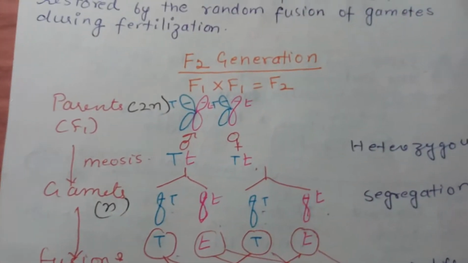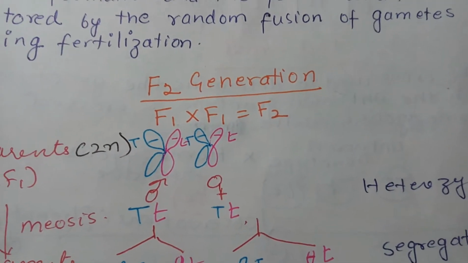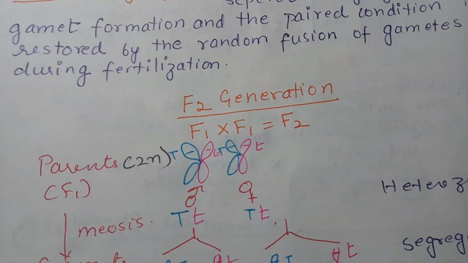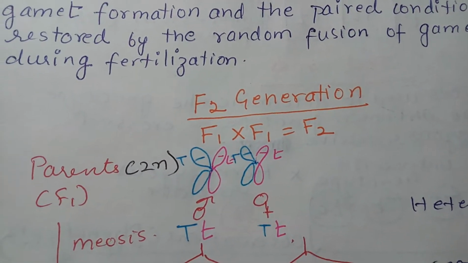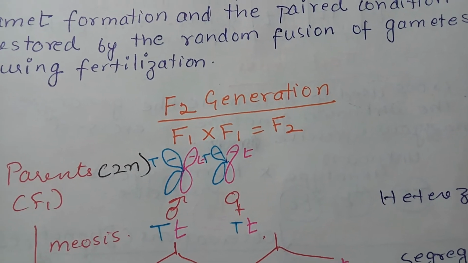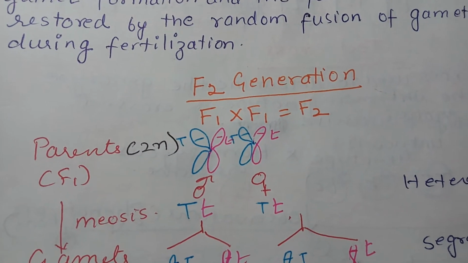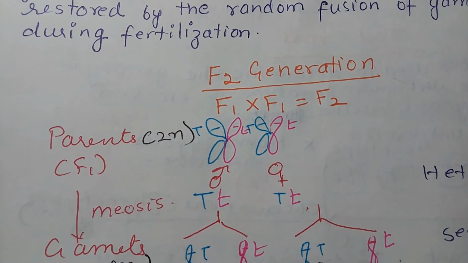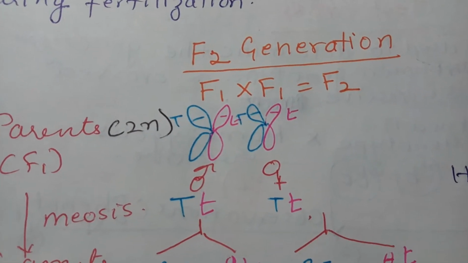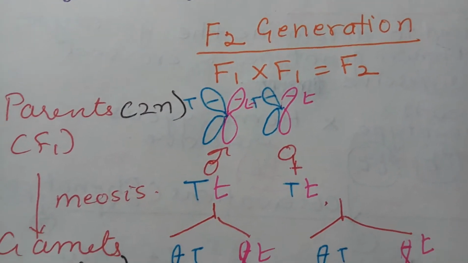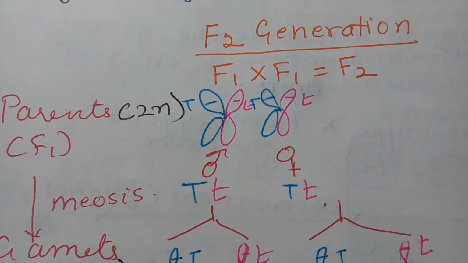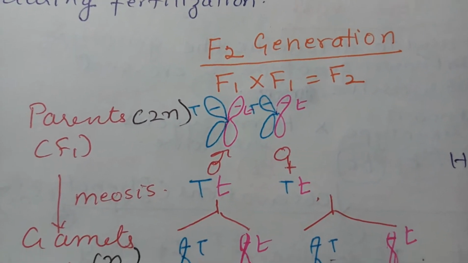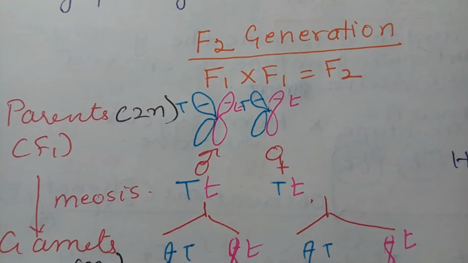Now come to the F2 generation. When two F1 individuals are crossed with each other, the F2, that is the second filial generation, is produced. Here F1 act as parents, and as they are heterozygous, the male and female both will have the genotype capital T small t.